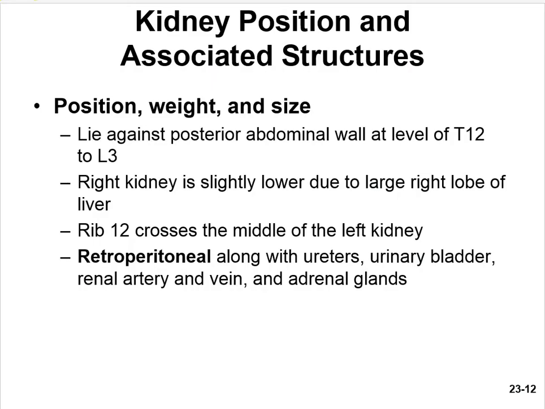The kidneys lie against the posterior abdominal wall at the level of the T12 and L3 vertebrae. The right kidney is slightly lower due to the large right lobe of the liver. Rib 12 actually crosses the middle of the left kidney. And again, they're retroperitoneal, along with the ureters, the urinary bladder, the renal artery and vein, and the adrenal glands.